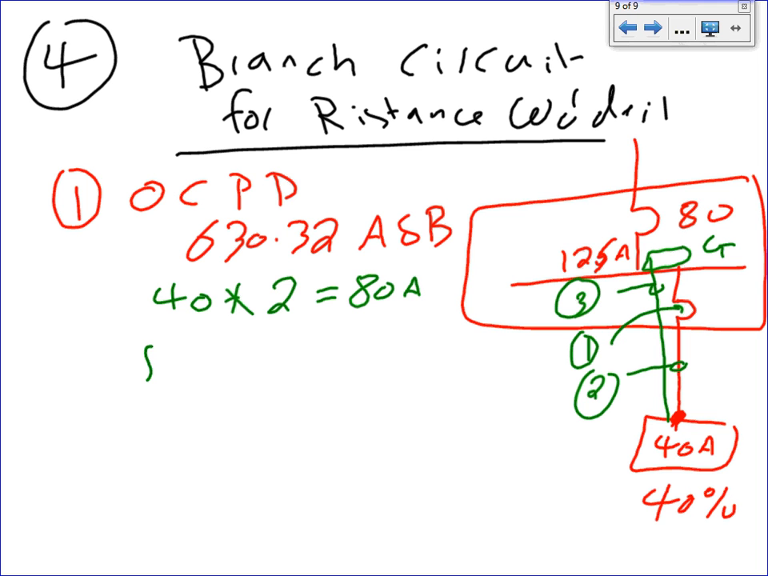You're going to take the 80 amps again to where? To 40.6, and that'll get you an 80 amp circuit breaker, if it's not a standard.